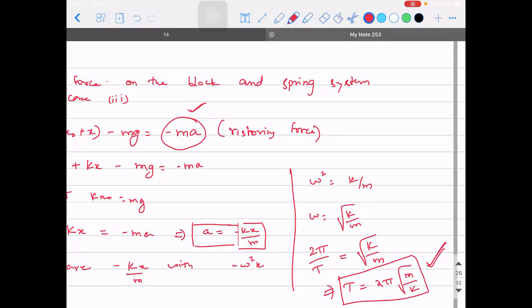So this is the time period of a spring and a block system. So here the contribution of spring is spring constant. The contribution of block is its mass.